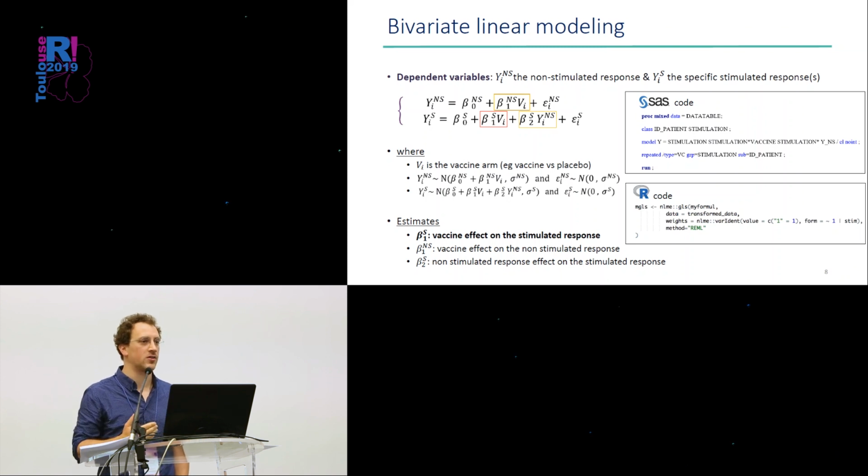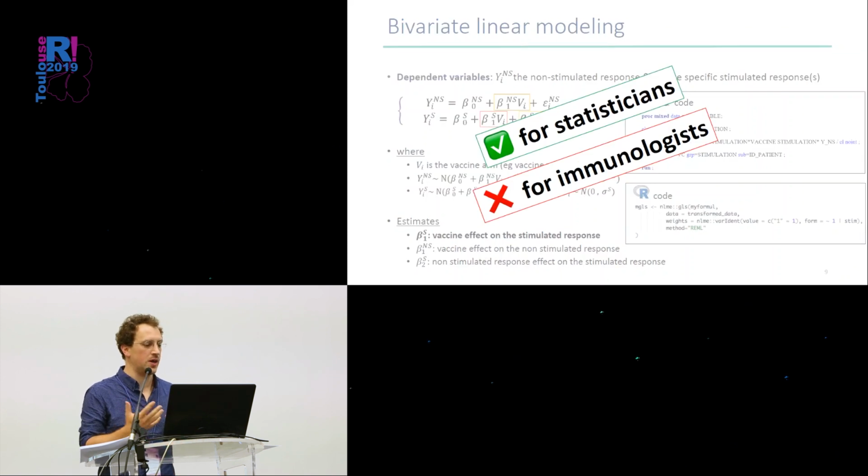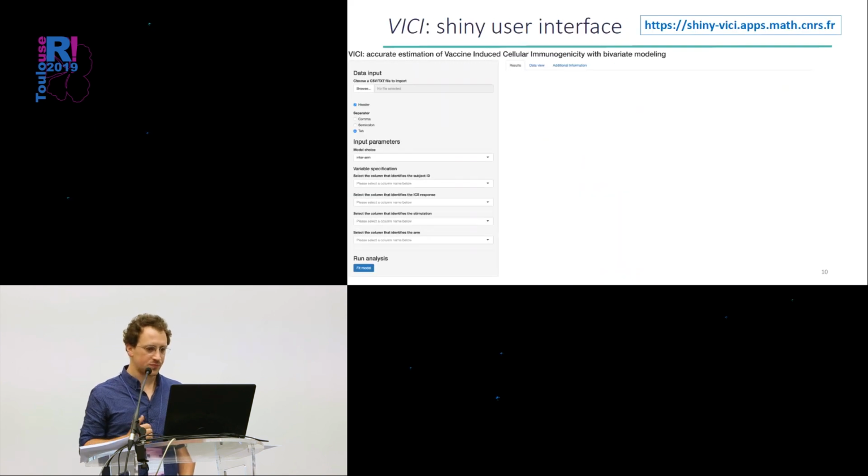We can estimate a model that allows us to better estimate what we care about, which is the vaccine effect on the stimulated response. But immunologists are usually not trained in programming, and they cannot use what we've done as is. And that's why we developed a Shiny user interface. It's called Vici, and you can try it out because it's deployed at the URL here on the far right.